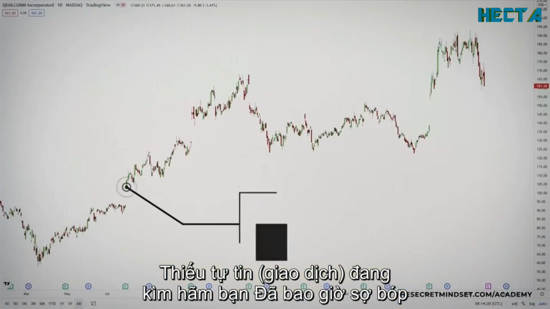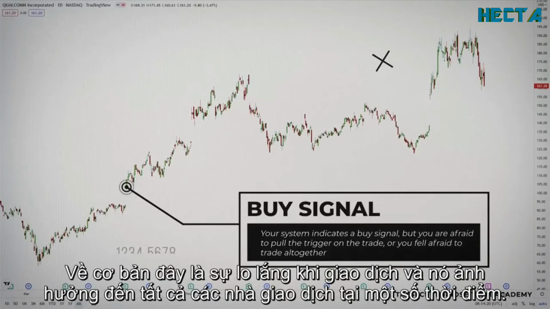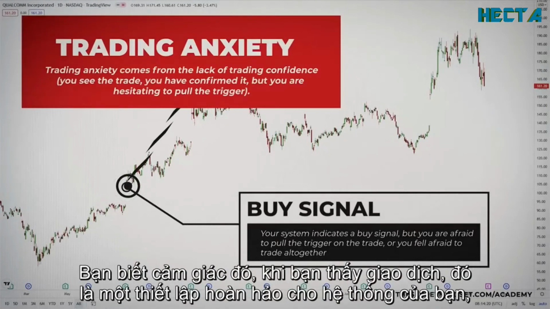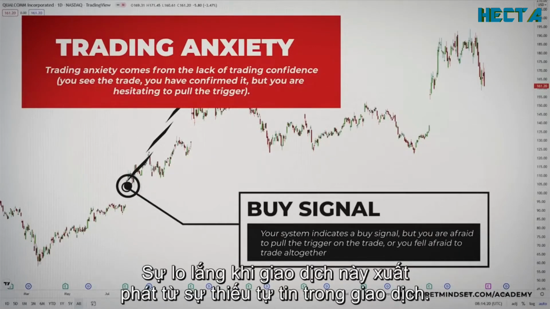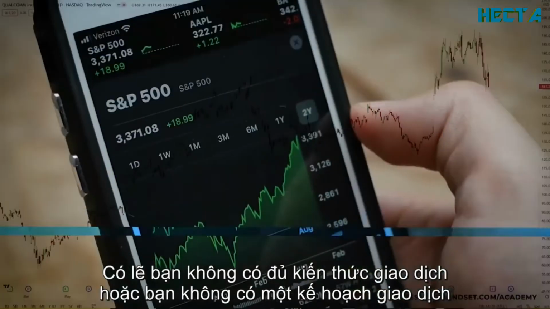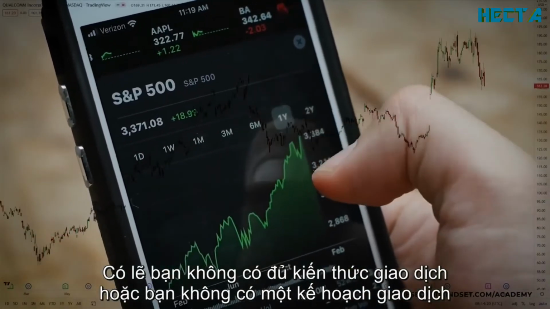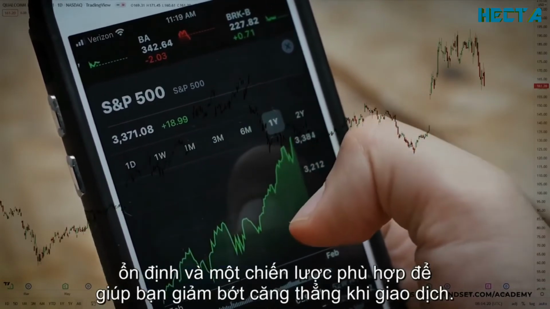Ever been afraid to pull the trigger on a trade or felt afraid to trade altogether? This is basically trading anxiety, and it affects all traders at some point. You know the feeling. When you see a trade, it's a perfect setup for your system. You have confirmed it exactly as you should, but you are hesitating to pull the trigger. This trading anxiety comes from the lack of trading confidence. And this happens when you don't have confidence in your trading skills. Perhaps you have not enough trading knowledge, or you don't have a stable trading plan or a decent strategy to help you ease your trading stress.